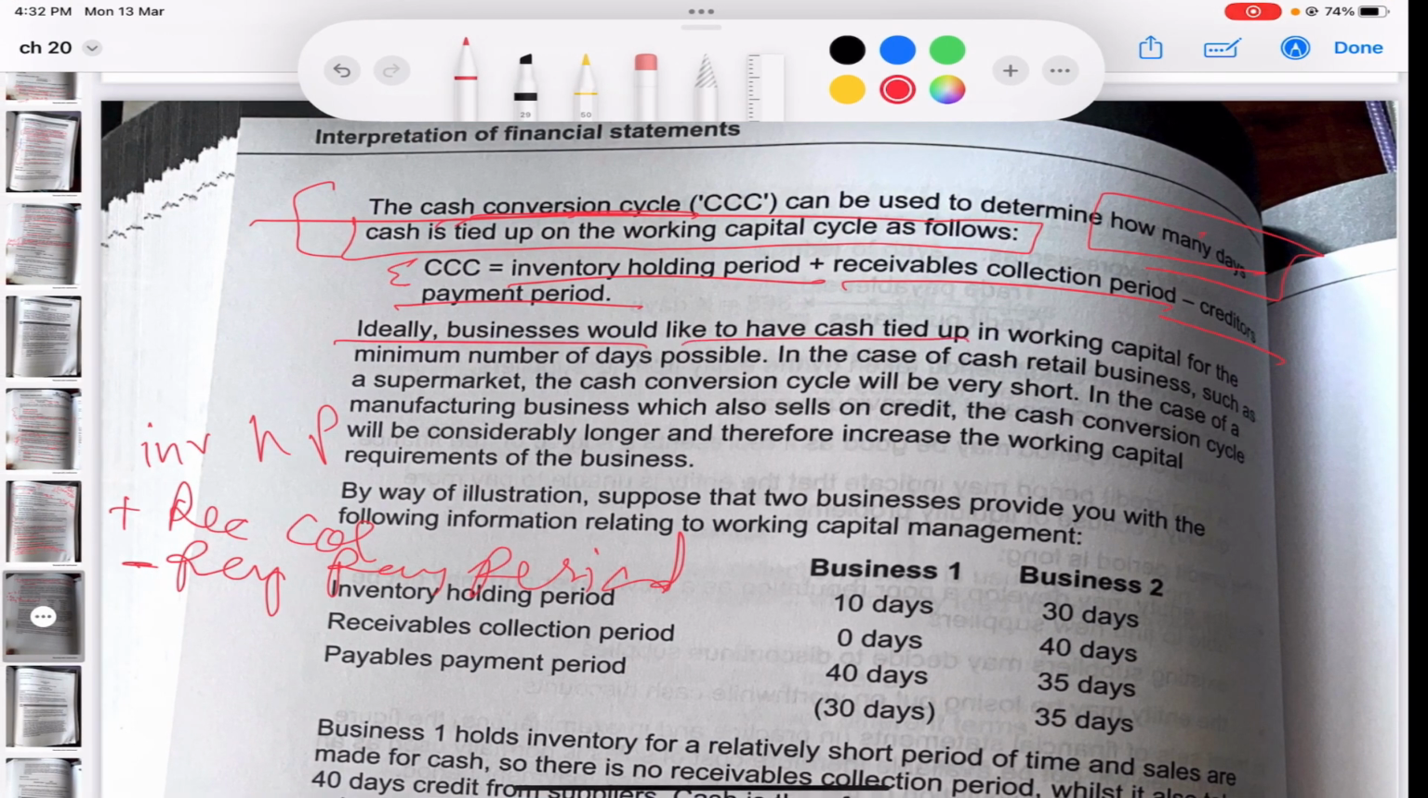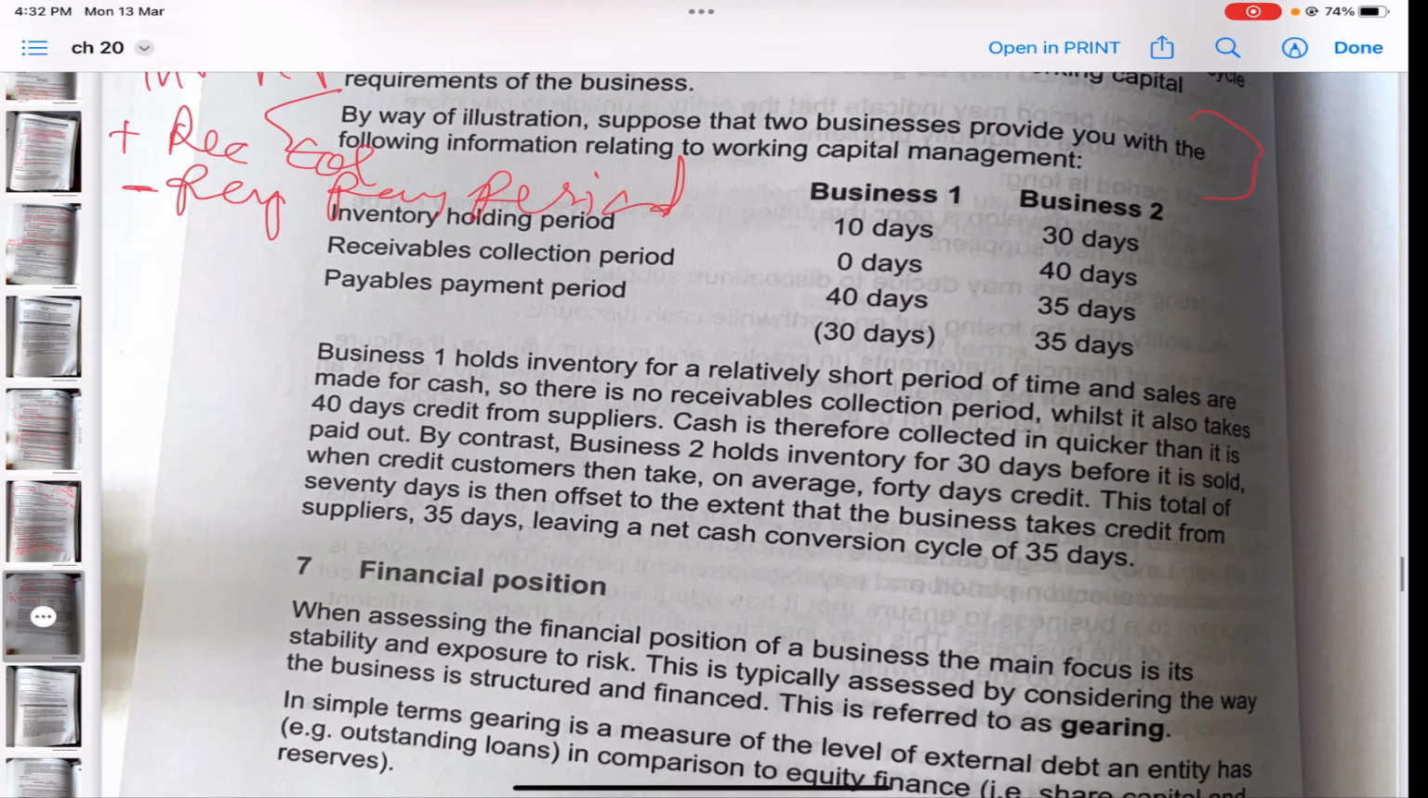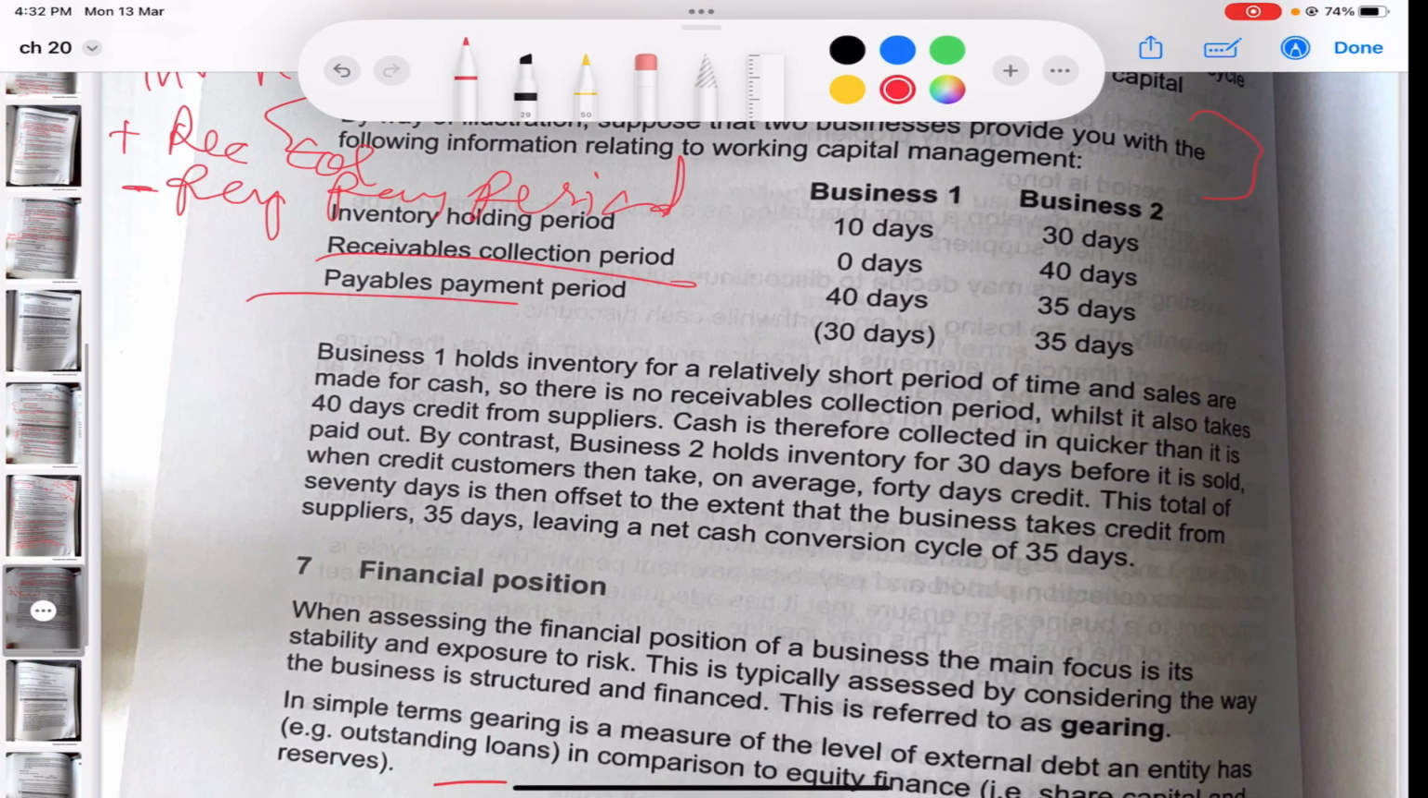Ideally, the businesses would like to have cash tied up in the working capital for a minimum number of days. In that case, like a supermarket, the cash conversion will be short. But for other businesses, the cash conversion can be long. By way of illustration, okay. So we have an inventory holding period, we have receivable collection period, we have payable payment period.